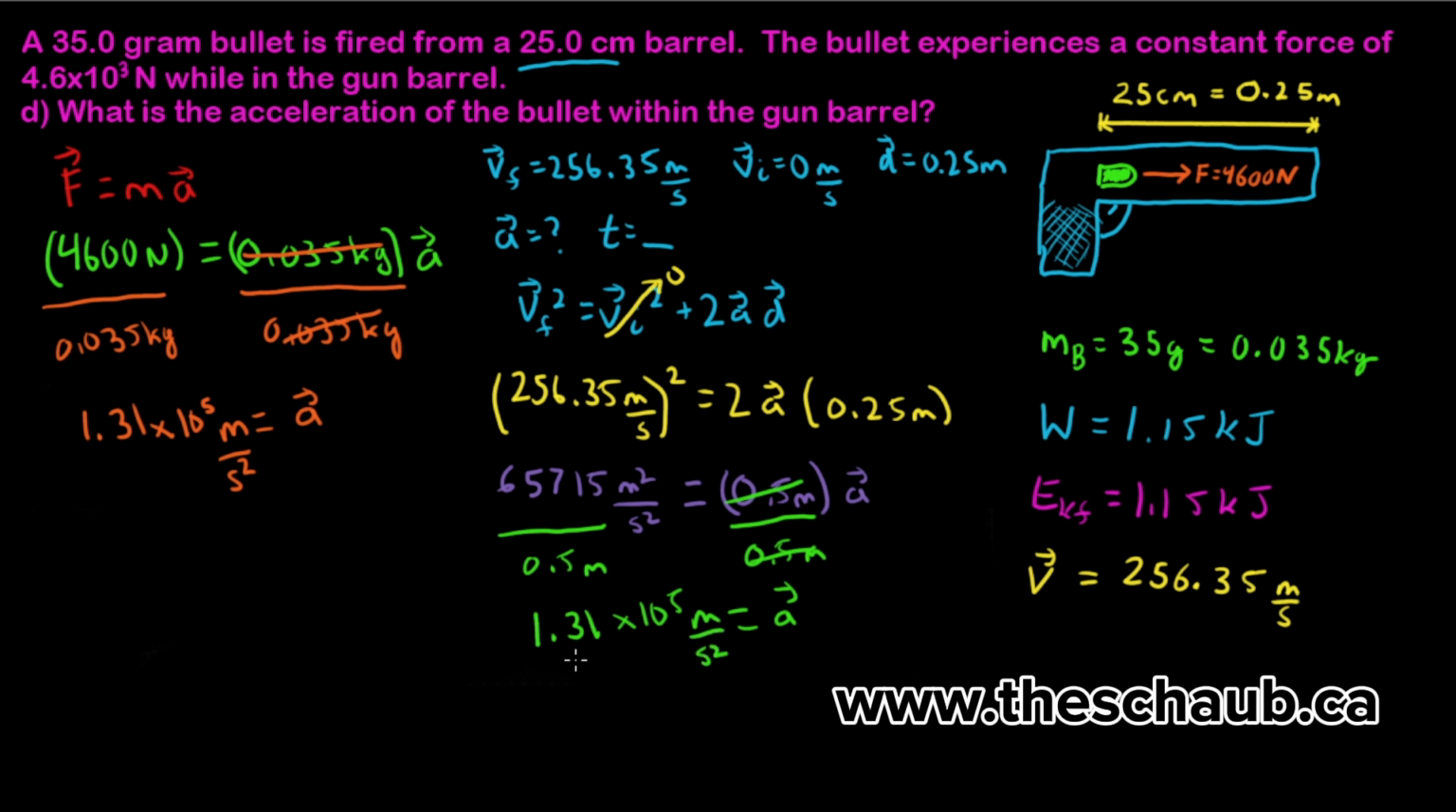Having these two solutions come out the same should give you a lot of confidence in everything we've done, because our acceleration here from dynamics was calculated using values that were given in the question, our force and the mass of our bullet. And here we calculated the acceleration using kinematics, but remember the velocity was calculated from the kinetic energy, which was calculated by the work done on the bullet. So the fact that both of these accelerations came out the same, and we took such different routes to calculate them, should give you a lot of confidence in everything we've done in this question from part A to part D. So what is the acceleration of the bullet within the gun barrel? It's 1.31 times 10 to the 5 meters per second squared.